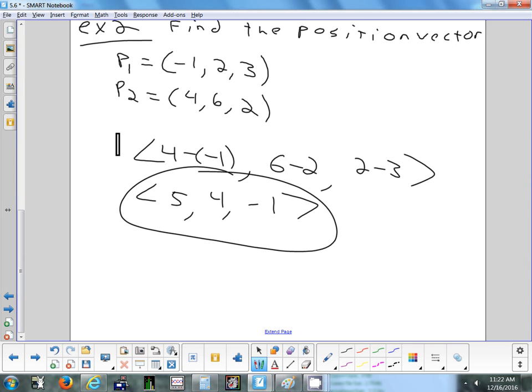Now, what if I asked for it with ijk? How would you write it that way? 5i. Yep, 5i. 4j. Plus or minus 4j? Plus, because it's a plus. Plus 4j. Minus 1i. Just minus k. Well, we already got the i. It's 5i plus 4j minus k. Could you put minus 1k, or is that wrong? You could, but you don't have to.